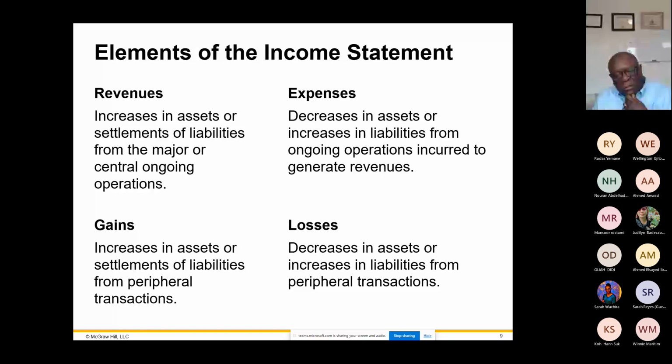And also an asset may be worth $30. The company sells that asset for $60. So there is a gain of $10 that will also affect income positively.